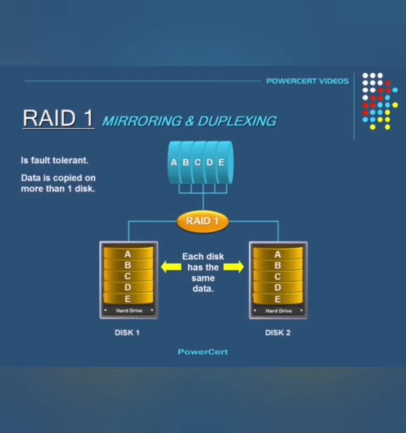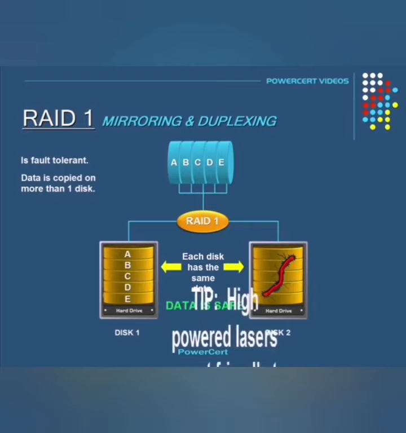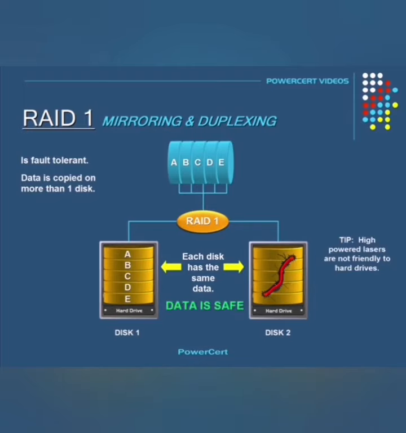on both hard disks. We have the same data on both hard disks, so in case one of the hard disks fails, it will not matter. The data is safe on the other disk. We just replace the failed disk and everything will be fine.